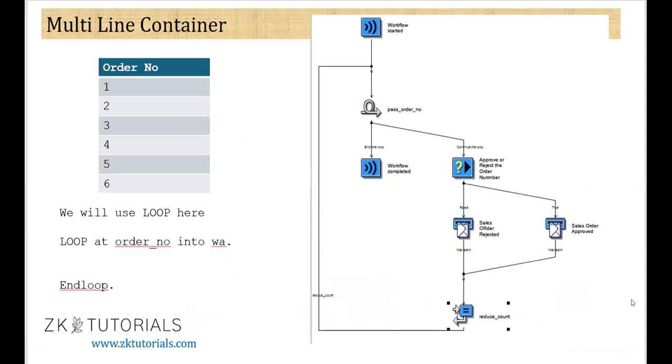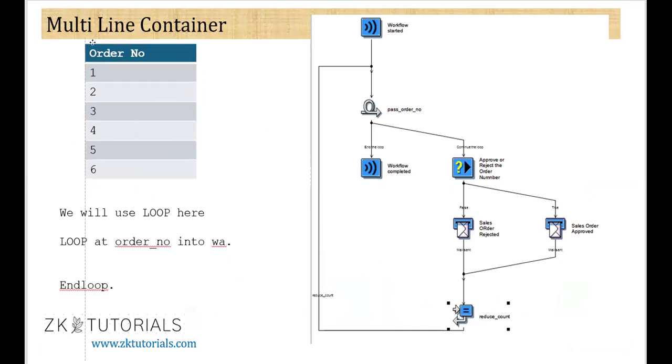So guys, in our previous session, we started the multi-line container. We have discussed this multi-line container in our previous session, where we can send multiple order numbers into a loop. Now in this session, we will discuss how we can send the order number info also to the work item ID.